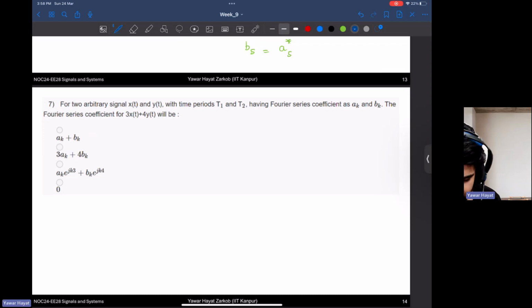So how would you proceed on this one? We use the linearity property of Fourier series coefficients, right? Since ak are the Fourier series coefficients of x of t and bk are the Fourier series coefficients of y of t.